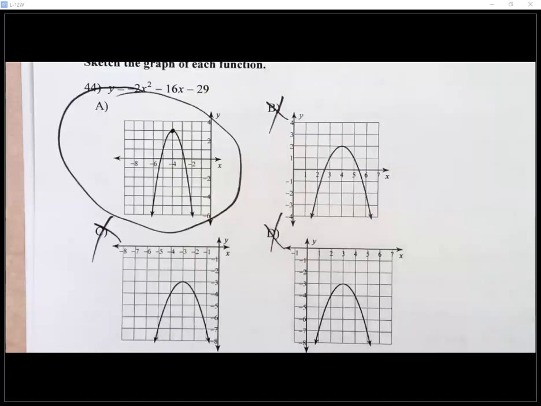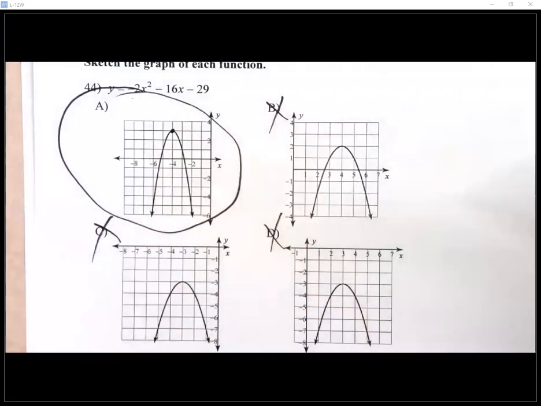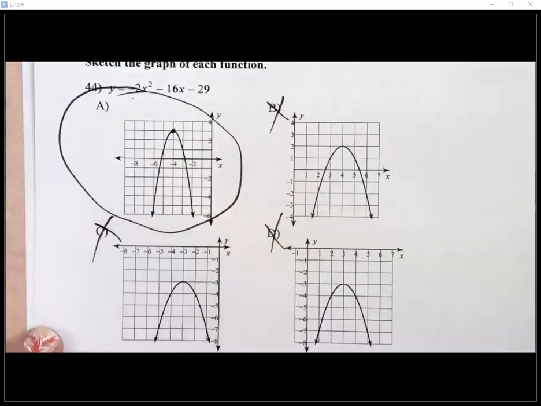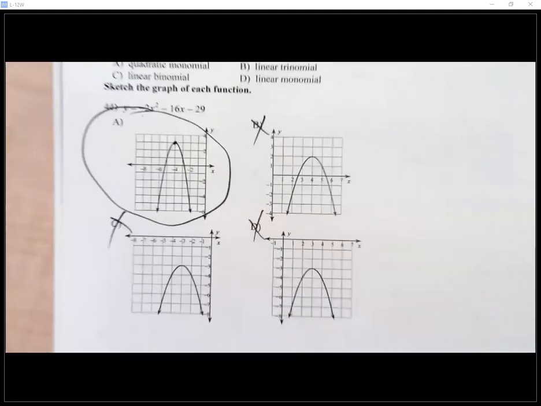What I would love for you to remember is, I know I just drew right over it, but A is negative, so it's down like a frown. Well, they're all down like a frown, so that doesn't help us that much. But let me just remind you how to find the vertex. Finding the vertex was negative B over 2A. Do you remember that? It might be helpful for you to keep a list of formulas that would be helpful for you to remember.